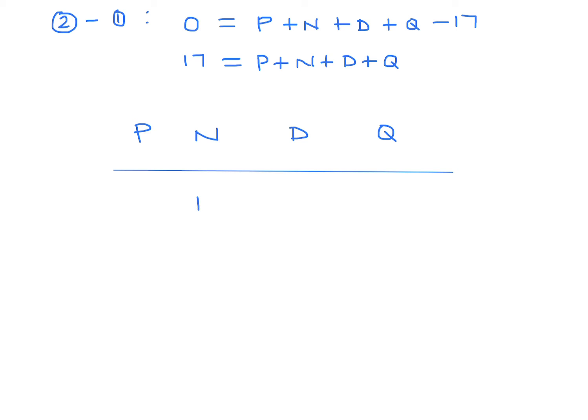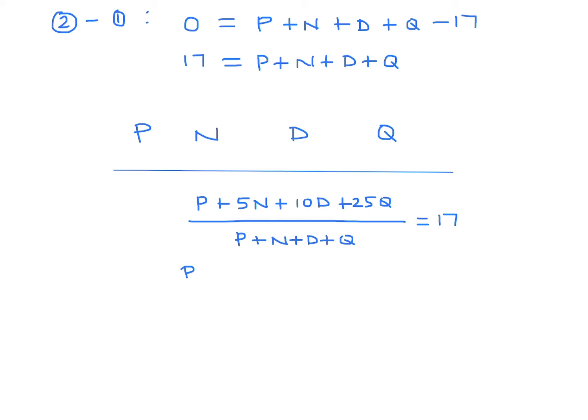So that basically means that if I take the sum of the value of the coins, which would be P plus 5N plus 10D plus 25Q, and divide by the number of coins, P plus N plus D plus Q, that average is 17. All right? That means P plus 5N plus 10D plus 25Q is going to be 17 times the number of coins, which we know is 17. So it'll be 17 times 17, which is 289.